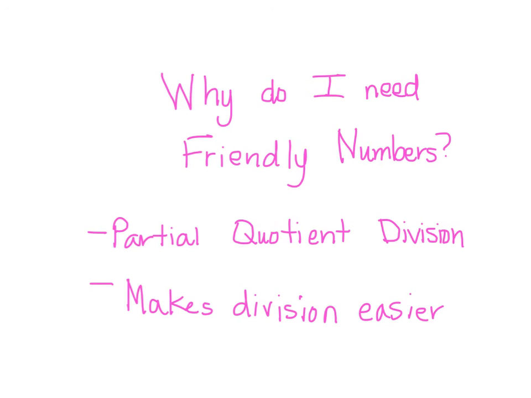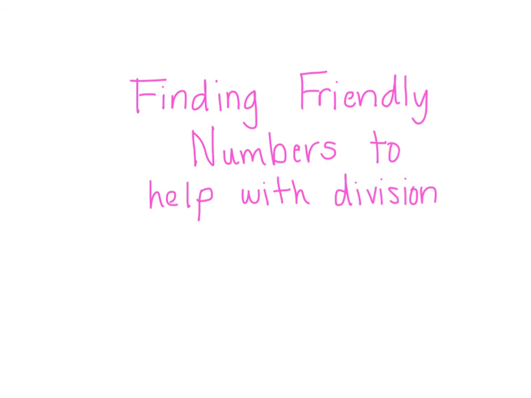So why do I need friendly numbers? Well, they'll be very helpful when we move on to partial quotient division, which is before we get to the long algorithm. And it also makes division easier because you can look at numbers that are already compatible, numbers that I know the dividend can be divided by. So this video lesson has been on finding friendly numbers to help with division.